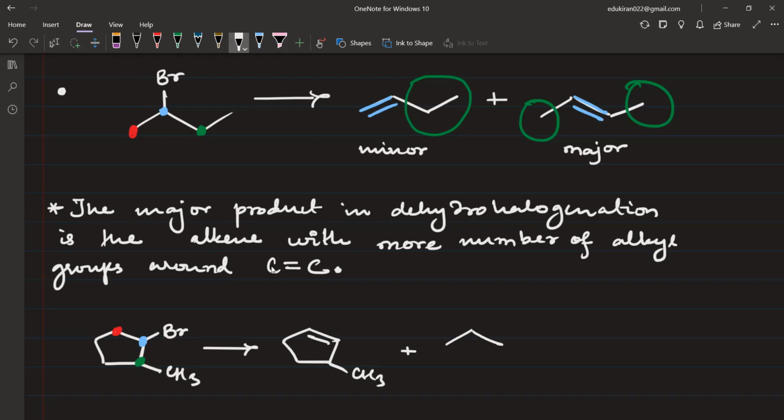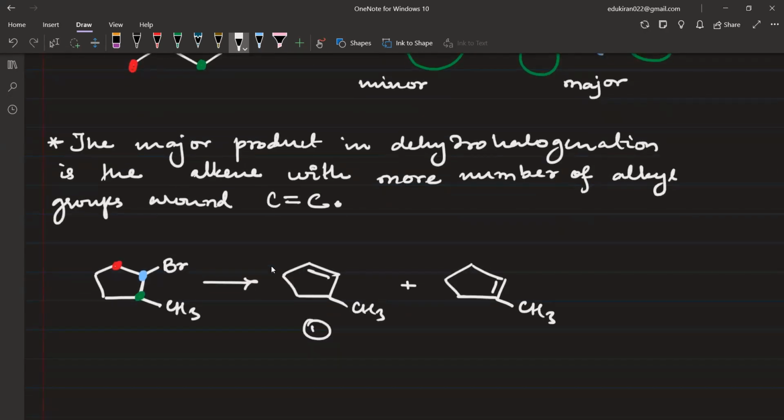एक ये प्रोडक्ट रहेगा, दूसरा प्रोडक्ट रहेगा आपके पास कुछ इस तरह से। You'll have this product, Br तो हट जाएगा यहाँ से, there will be a double bond here and CH3 group here. ठीक है, now we have made the double bond in both the adjacent carbon atoms, and now you tell me which is major, 1 or 2. कहाँ पे ज्यादा अल्काइल ग्रुप दिख रहा है आपको डबल बॉन्ड के अराउंड?